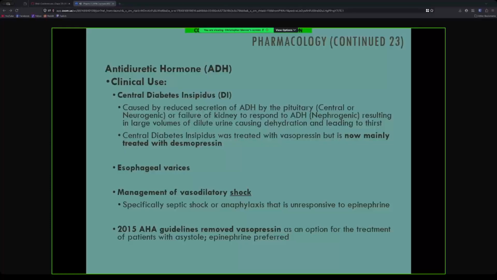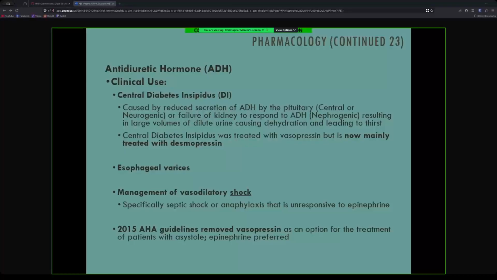I do note, and you've probably had this in cards already, for the juniors and sophomores, you'll get it when you get there, there was a historical use for vasopressin as an option for asystole. So in acute coronary syndromes and ALS, before 2015, vasopressin was in the algorithm to treat asystole, but now it's just epinephrine. Epinephrine is preferred, and this is just FYI, know that vasopressin is no longer in those guidelines. That's just for you to be aware of.